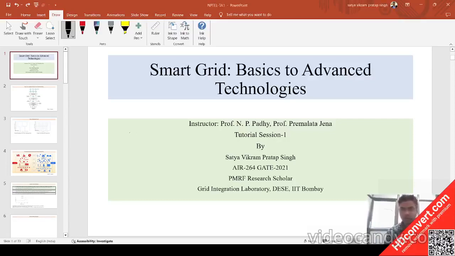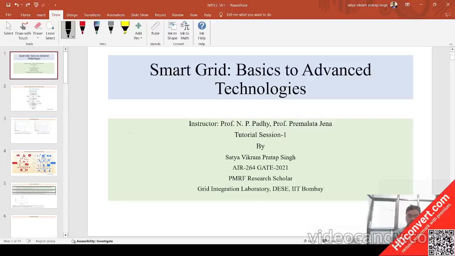Let's start the session. My name is Satyavikram Pratap Singh and I am PMRF Research Fellow at the Department of Energy Science and Engineering, IIT Bombay, and this is the TAC for the course Smart Grid Basic to Advanced Technologies, whose instructors are Professor N.P. Padi sir and Professor Premlata Jana ma'am.